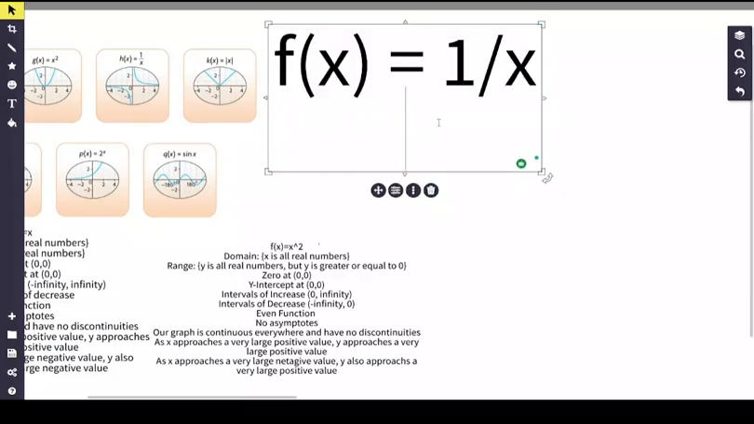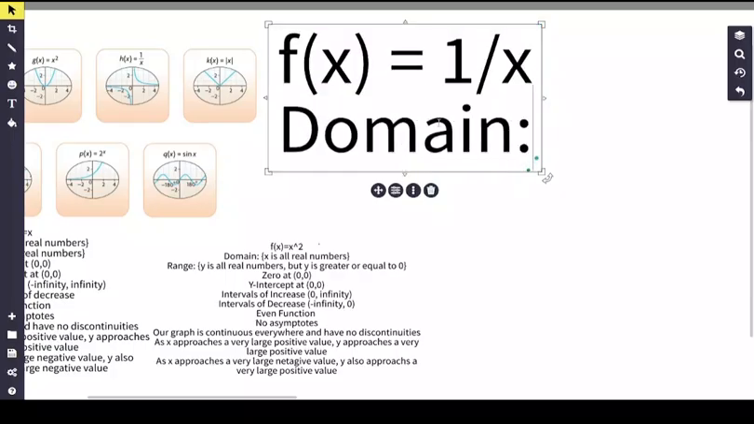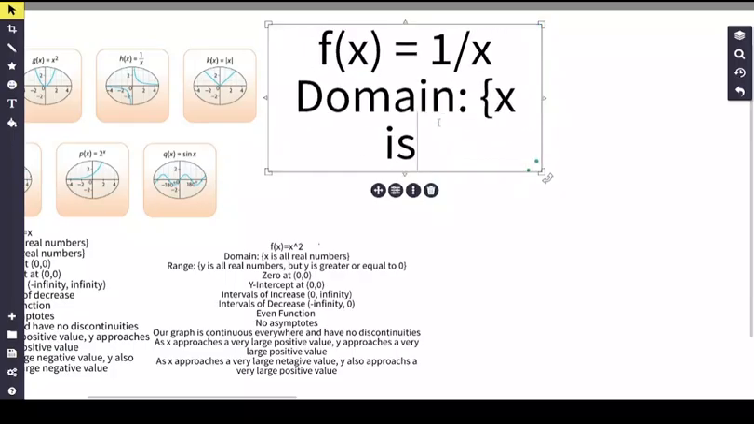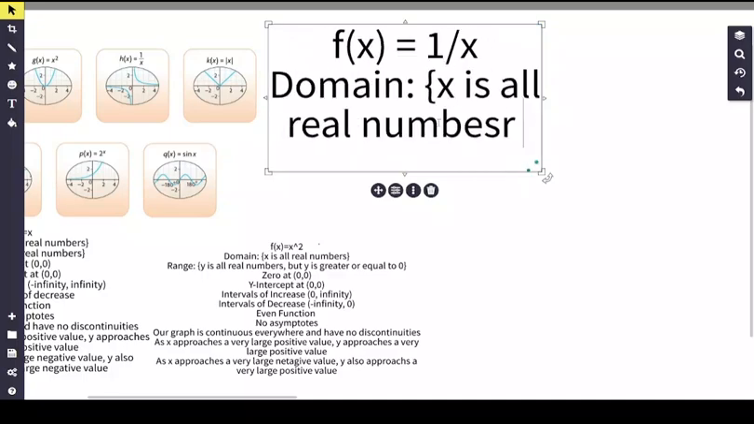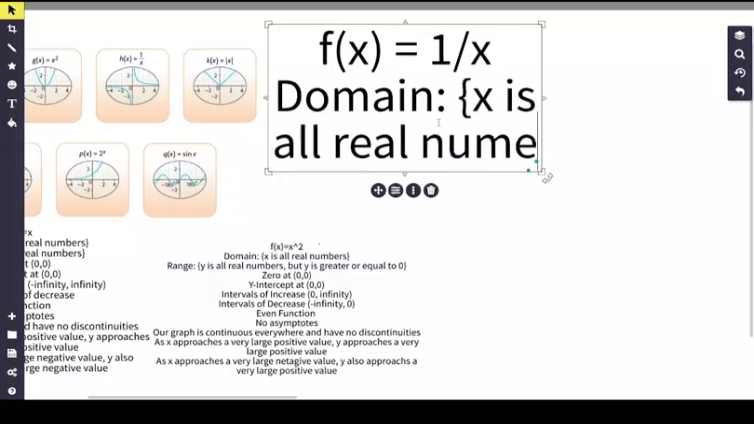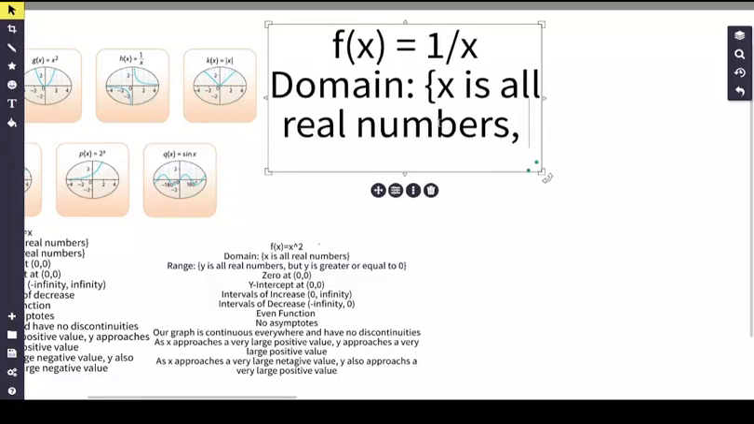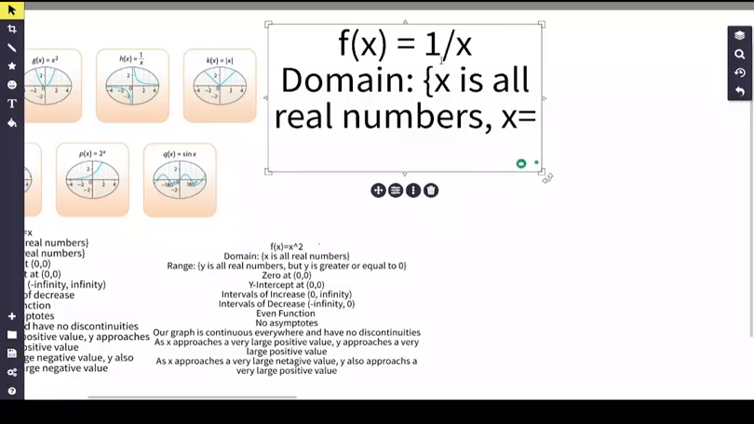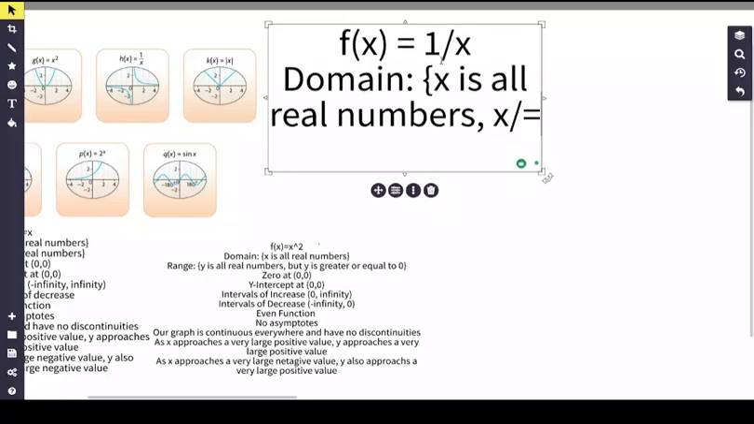So what's the domain? We finally have a change of domain. X is all real numbers, but notice when x equals 0, our function is not defined. We're dividing by 0, and we don't know what division by 0 is. So x cannot be equal to 0.